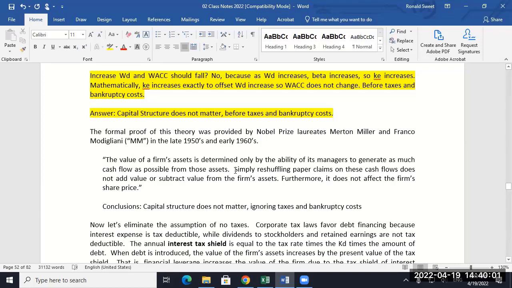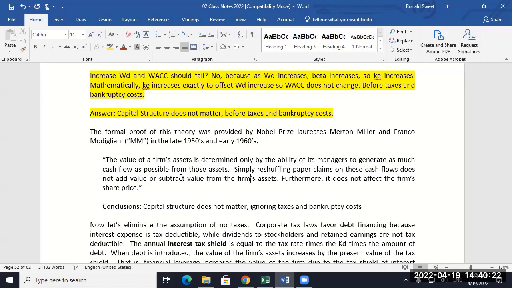And this is a quote from, I don't know which one of them, might have been both of them. Simply reshuffling paper claims on the cash flows from the assets does not add or subtract value of the firm's assets and doesn't affect the firm's value. Its stock price doesn't have any impact at all before taxes and before bankruptcy.